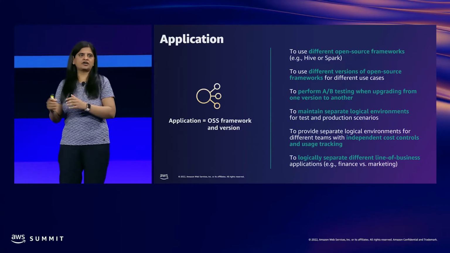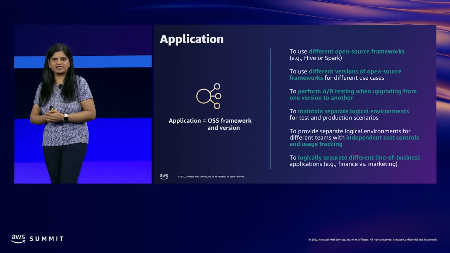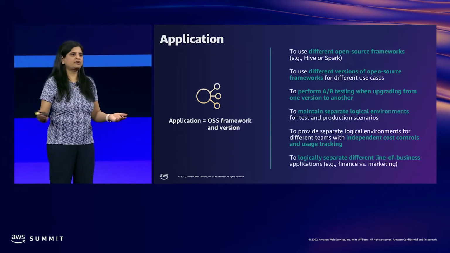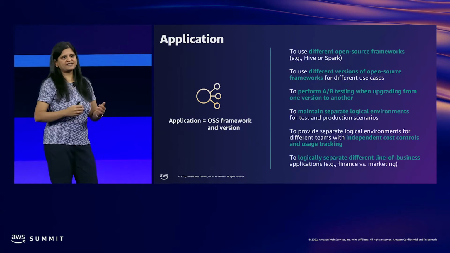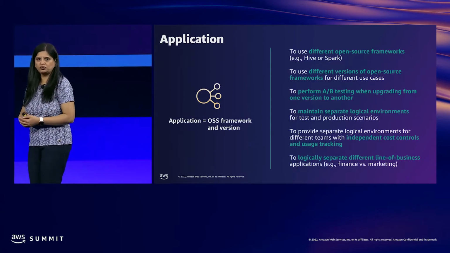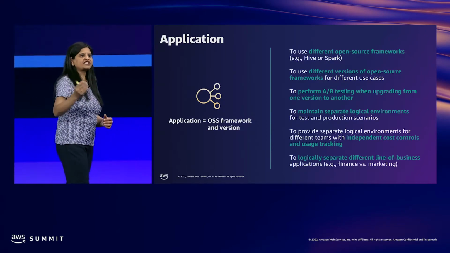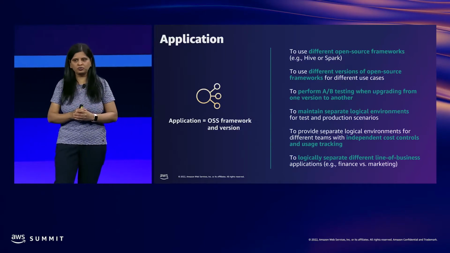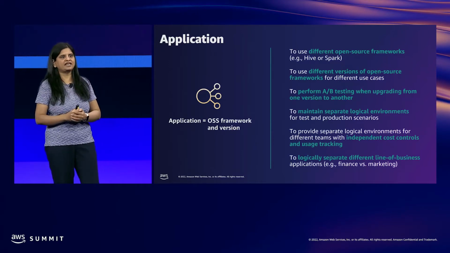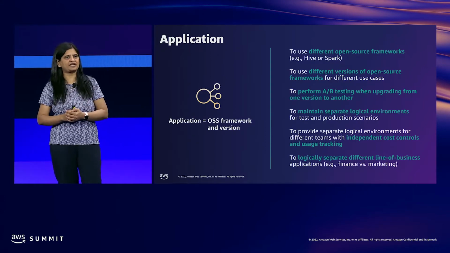There are other scenarios, and I think of them as best practices that you already implement with EMR on EC2, which include scenarios when you are performing A/B testing. For example, you are running Spark 3.1.2 today, and you want to upgrade to 3.2. And so you create a different application with EMR Serverless 3.2 and run your tests on 3.2 as part of your A/B testing, and then you switch over. So that's another scenario where you create a different EMR Serverless application.